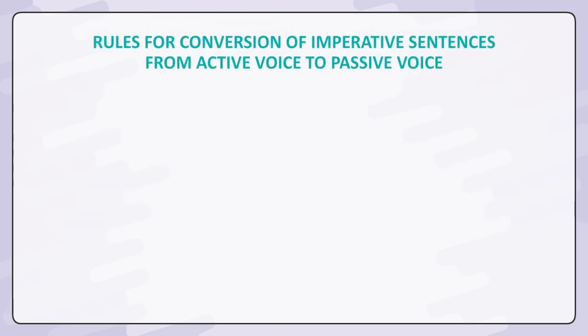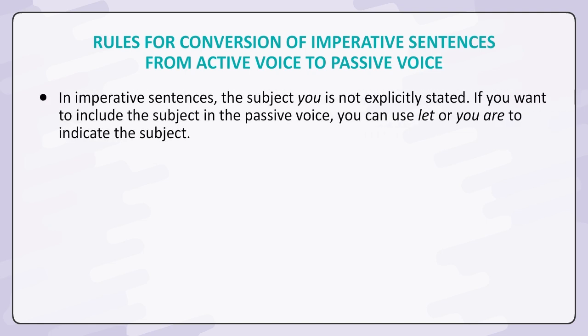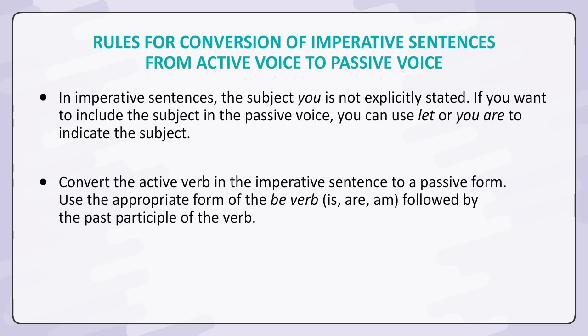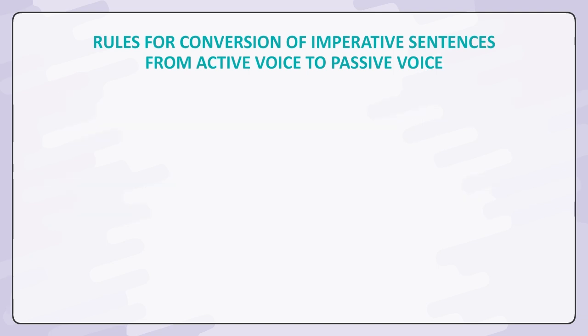Rules for conversion of imperative sentences from active voice to passive voice. In imperative sentences, the subject "you" is not explicitly stated. If you want to include the subject in the passive voice, you can use "let" or "you are to" to indicate the subject. Convert the active verb in the imperative sentence to a passive form. Use the appropriate form of the be verb (is, are, am) followed by the past participle of the verb.